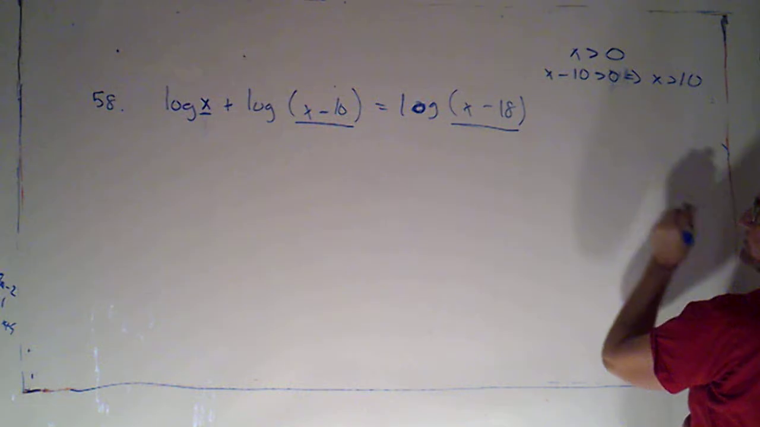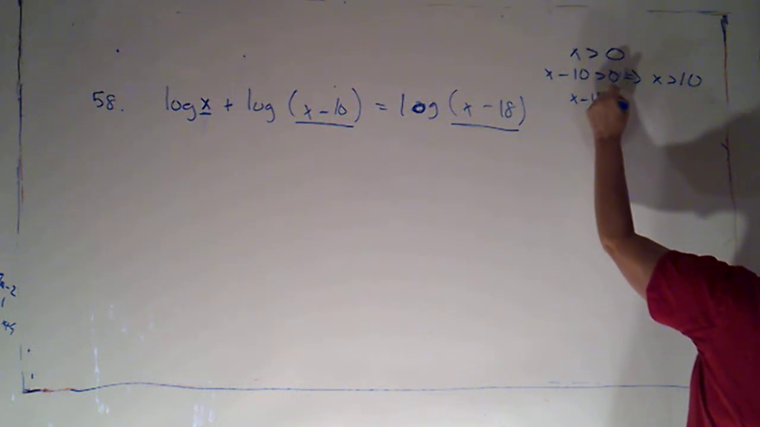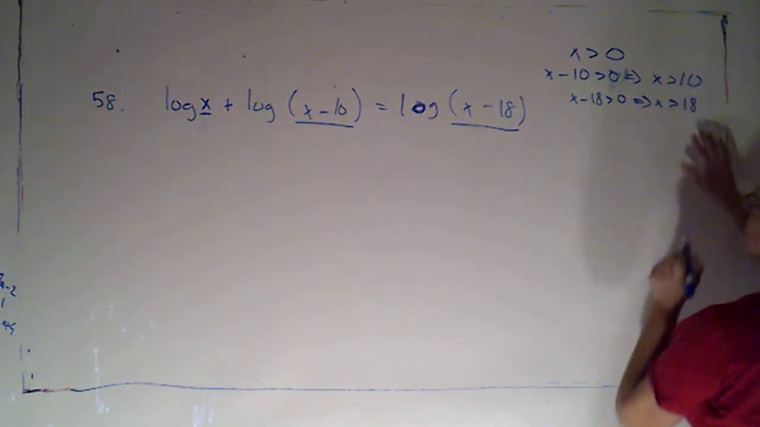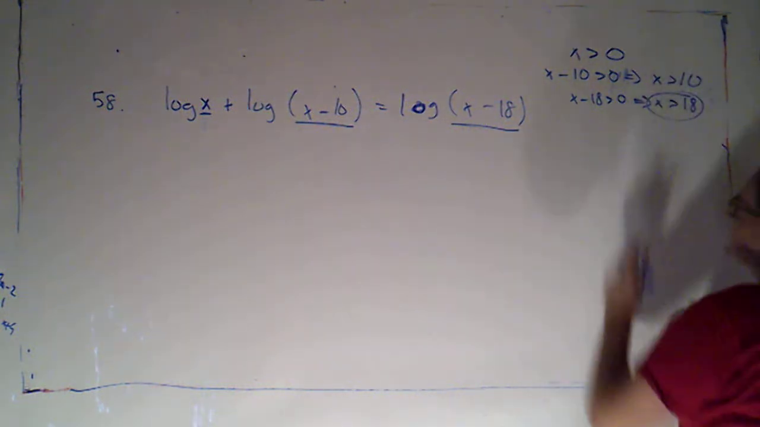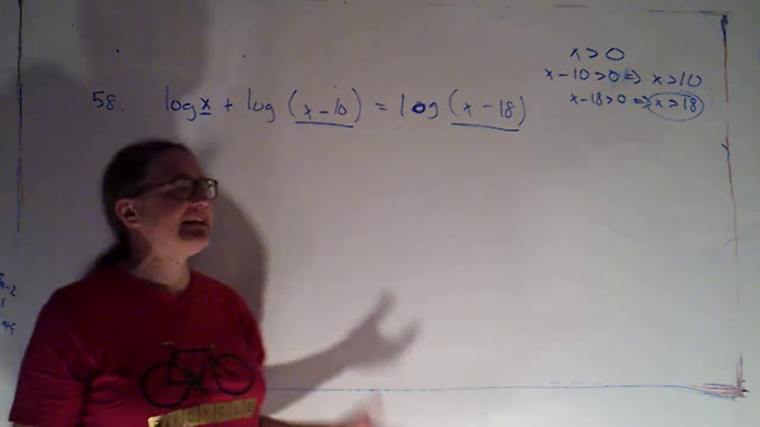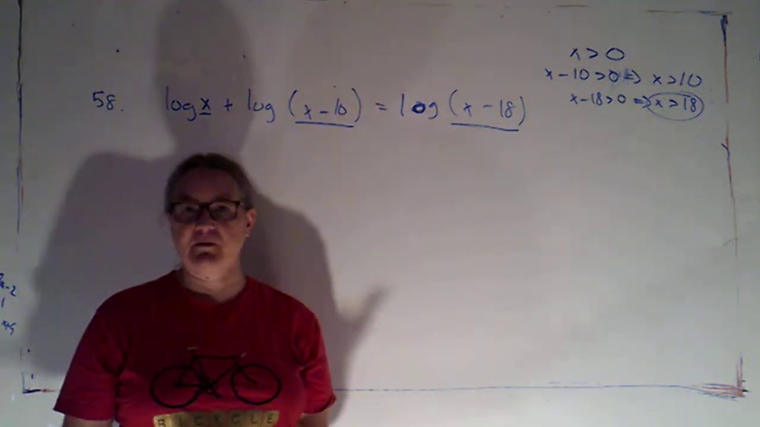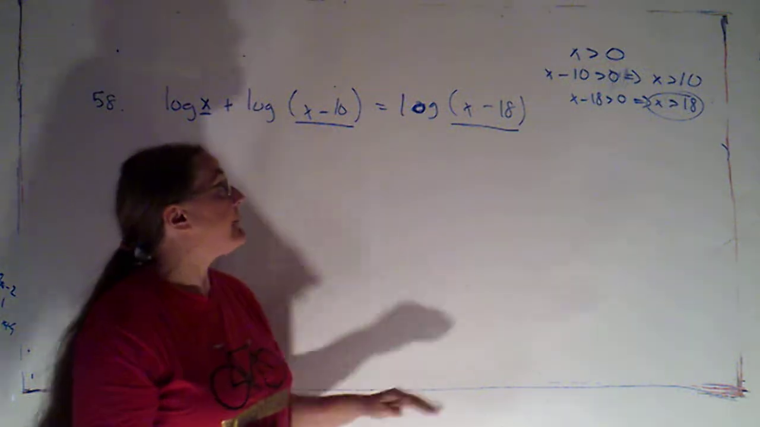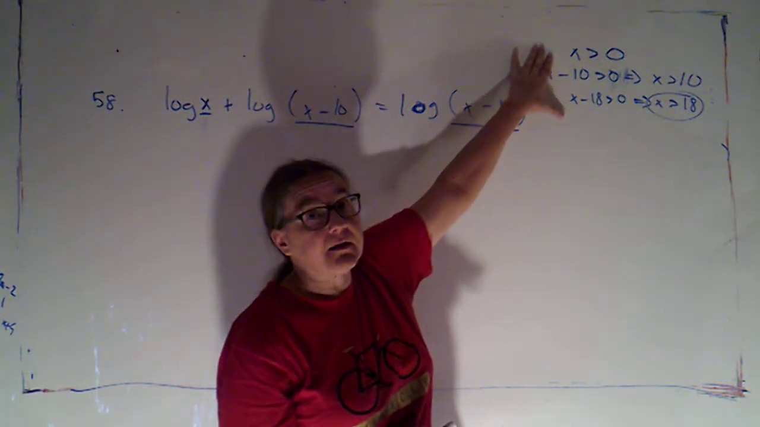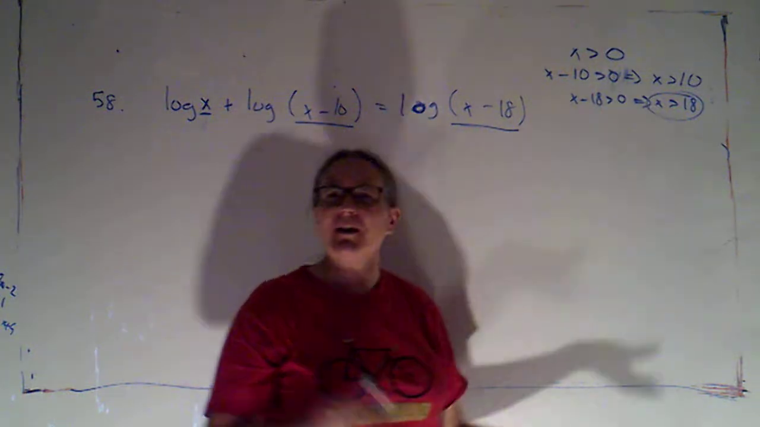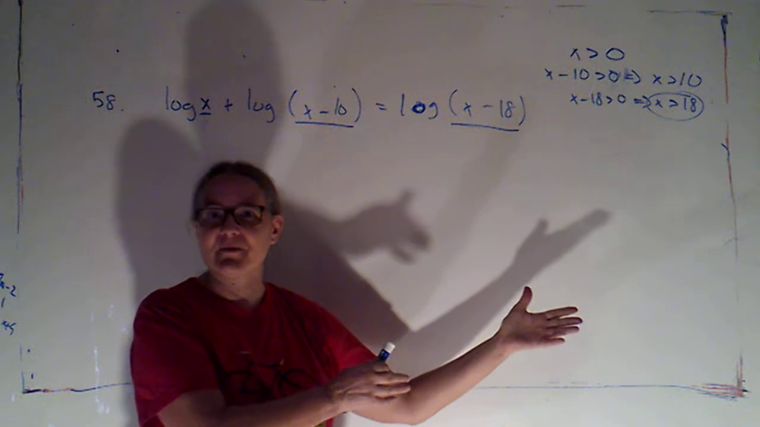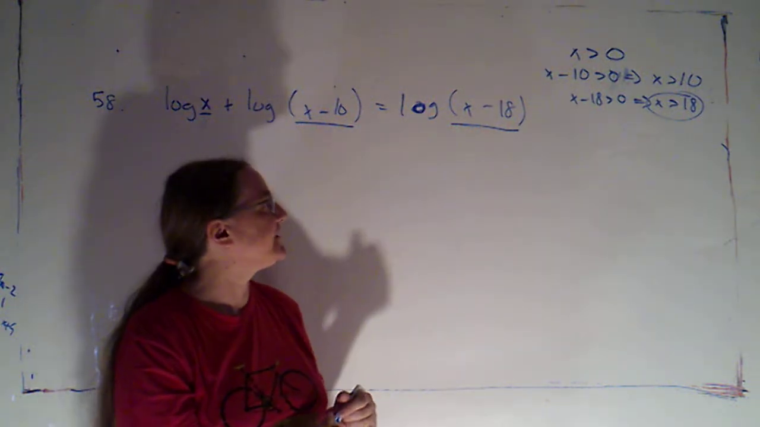bigger than 10. And x minus 18 has to be bigger than 0, which means x has to be bigger than 18. That's actually the only one I'm really going to need to check, because of course anything that's bigger than 18 is also bigger than 10, is also bigger than 0. Okay, but make sure that you've written down all three inequalities. If you just write down one, it's not clear to me that your thought process was, oh, that's the one that's going to become the most important. Make sure you've written them all down.